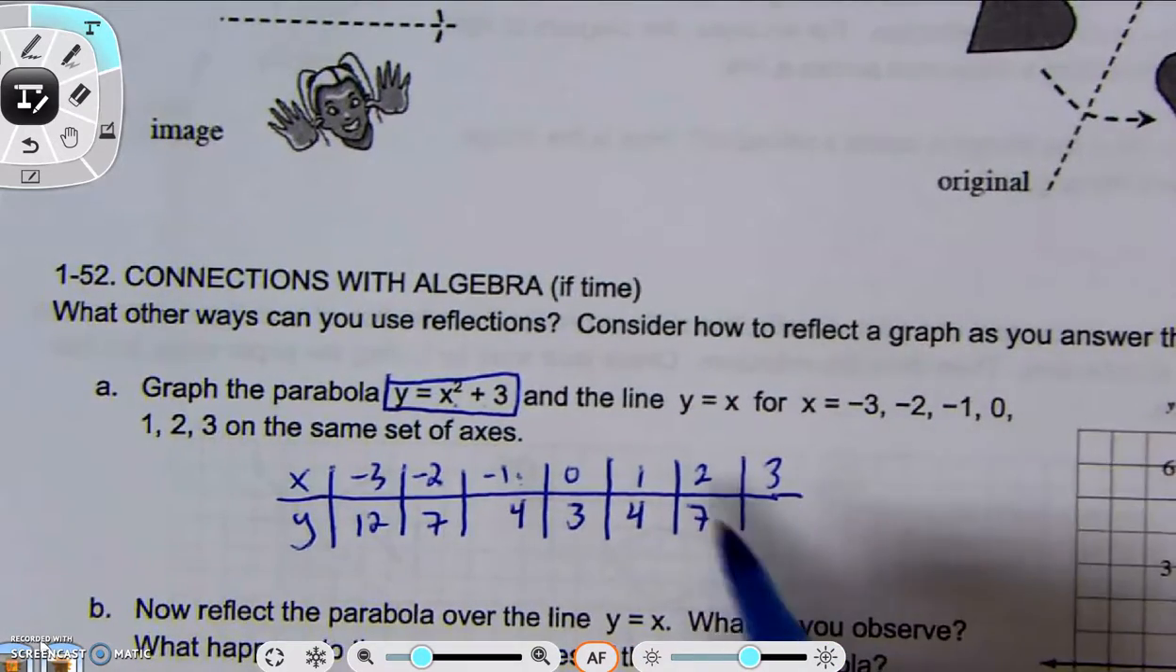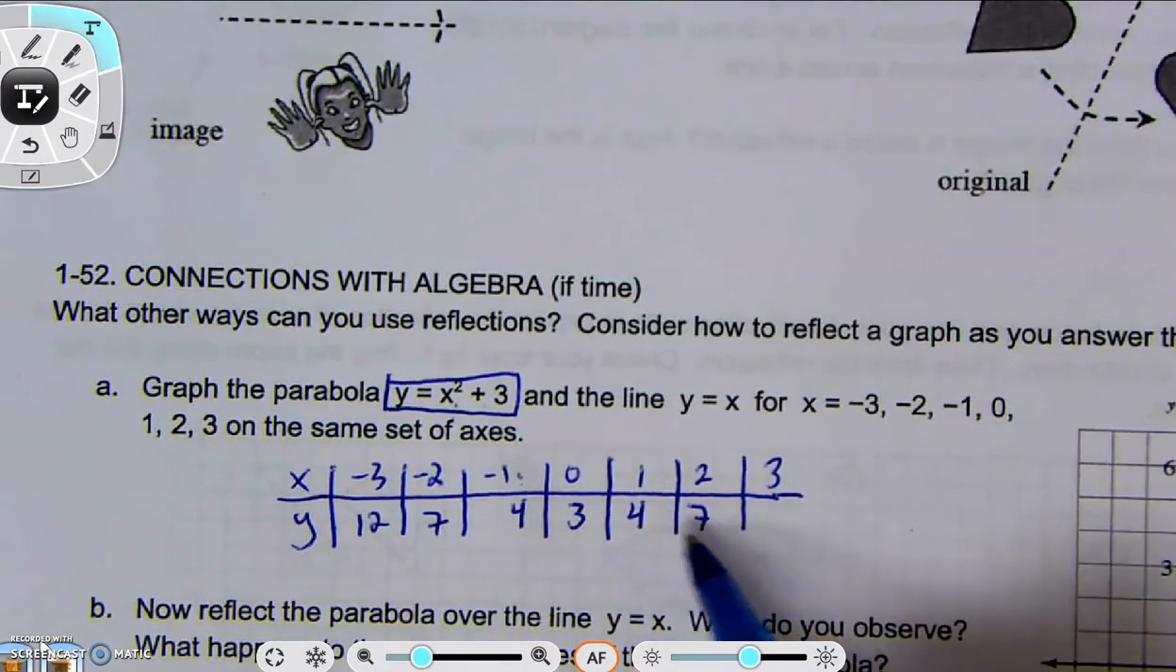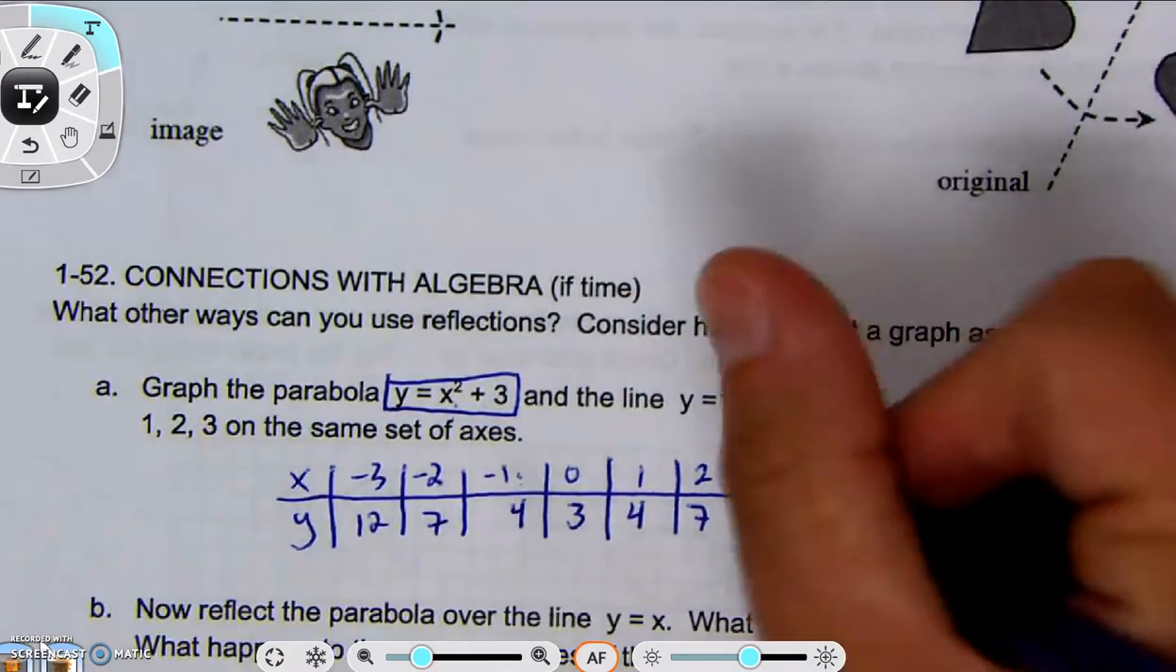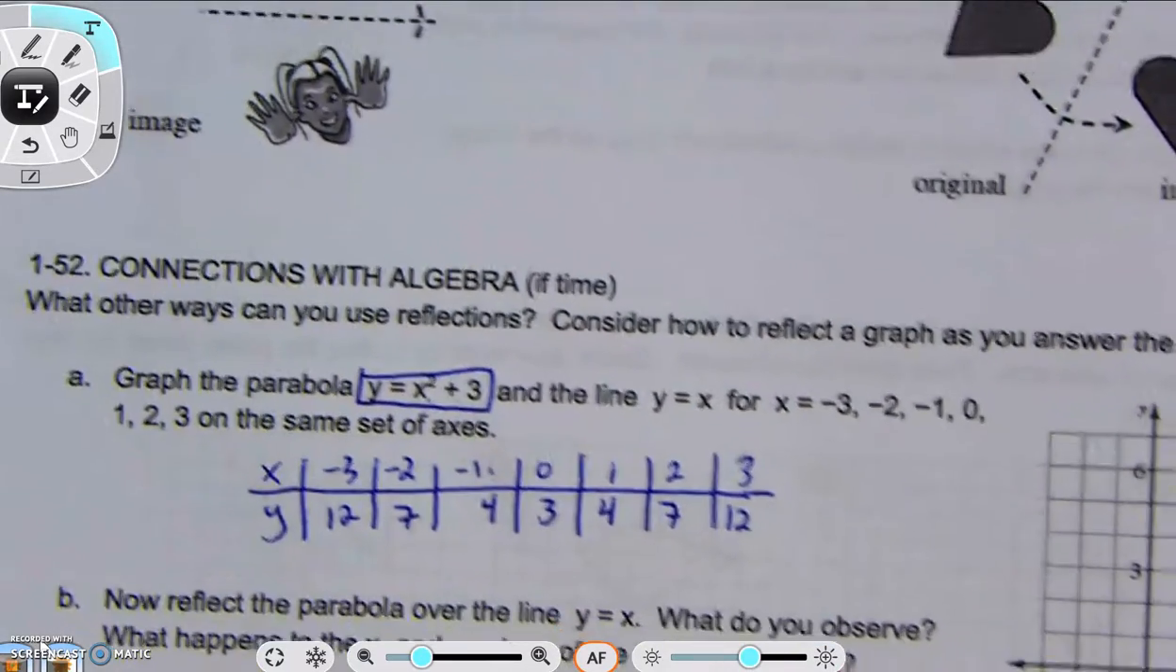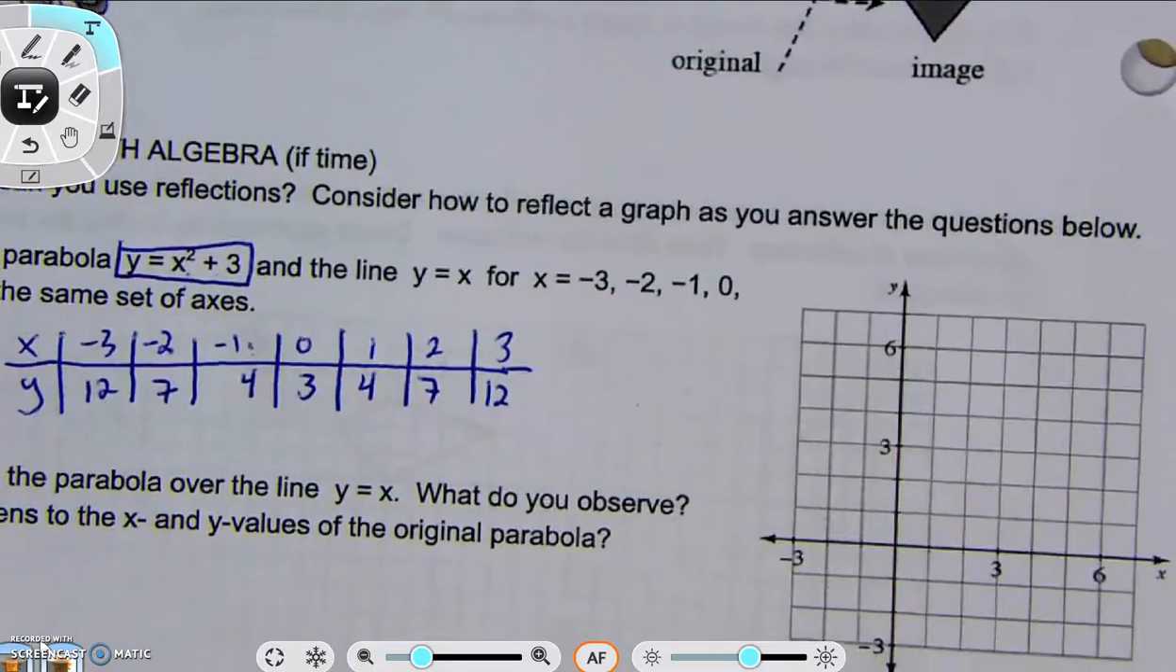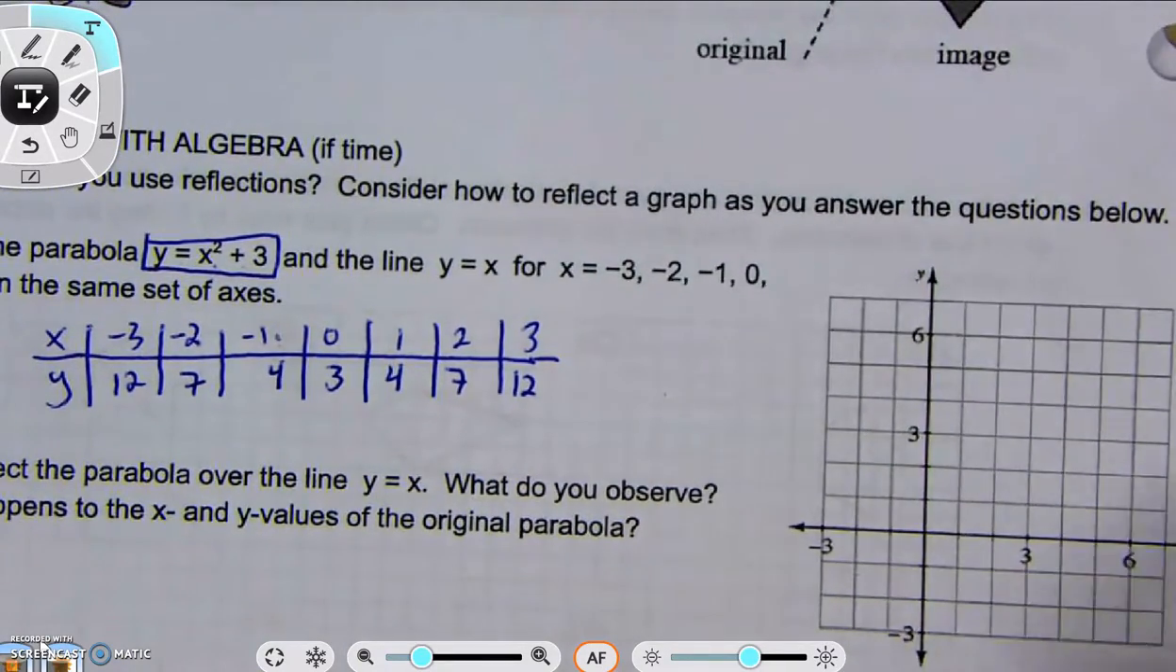And if you remember anything from Algebra 1, wherever that vertex is, the points are symmetric on each side. So this also here is 12. I can't graph the 12s over here, but I am able to graph the other two things.